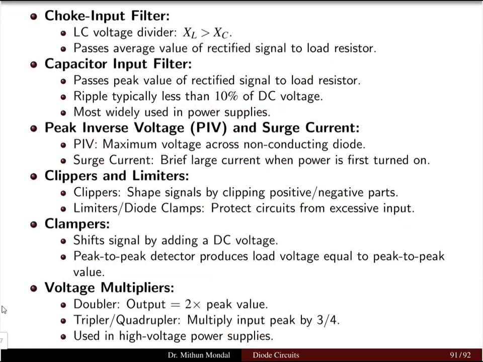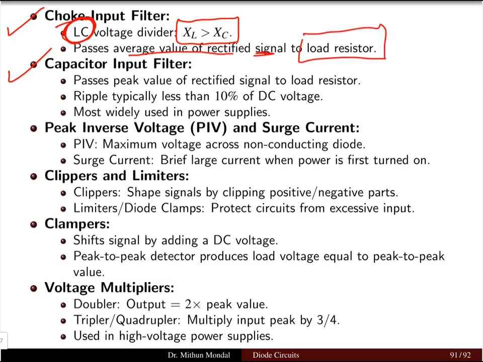We discussed different types of filters like the choke input filter and the capacitor input filter. In the choke input filter, we have an LC combination, inductor and capacitor, and the inductive reactance was greater than the capacitive reactance. It passes the average value of the rectified signal to the load resistor. Whereas the capacitor input filter passes the peak value of the rectified signal to the load resistor. Ripple is typically less than 10% in the capacitor input filter, and this is most widely used in power supplies. So the capacitor input filter is widely used as compared to the choke input filter.